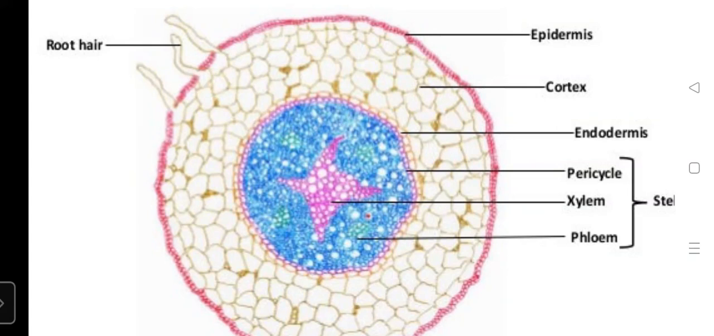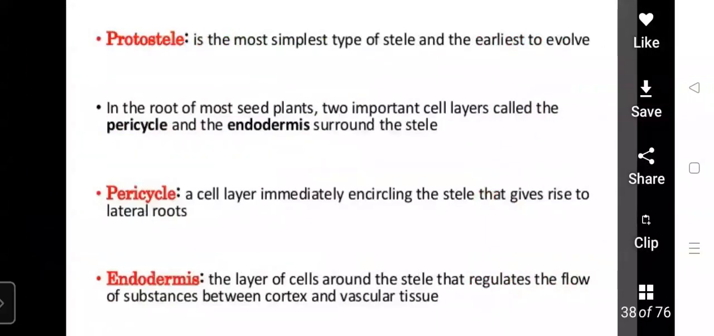The cortex functions mainly as an aerating tissue that helps in gaseous exchange, and the cortex cells store food material in the form of starch grains and lipids. In the root hair zone, the cortical cells help in the passage of absorbed water and solutes from the epidermal cells to the xylem. It is known as lateral conduction. That is the function of the cortex.